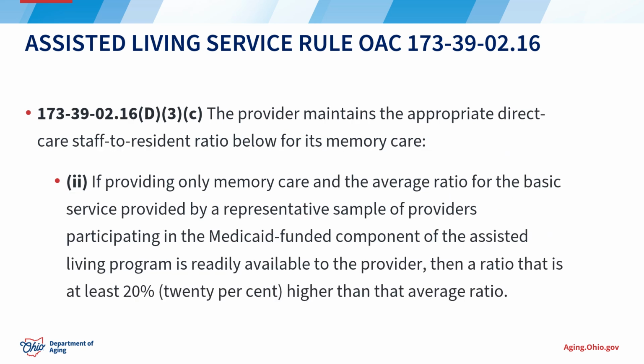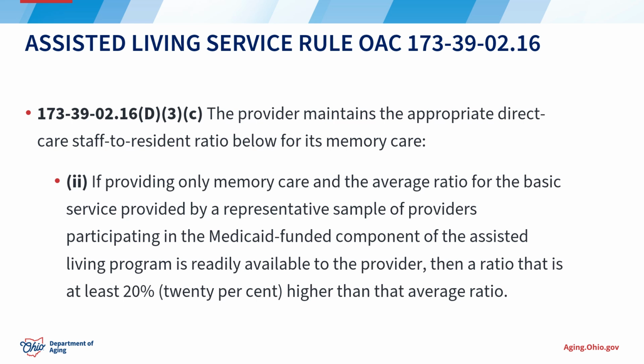The next 2 staffing ratio options are applicable for providers who are only delivering the memory care service. So you have one of 2 choices for determining the memory care service staffing ratios. If providing only memory care and the average ratio for the basic service provided by a representative sample of providers participating in the Medicaid funded component of the assisted living program is readily available to the provider, then a ratio that is at least 20% higher than that average ratio.